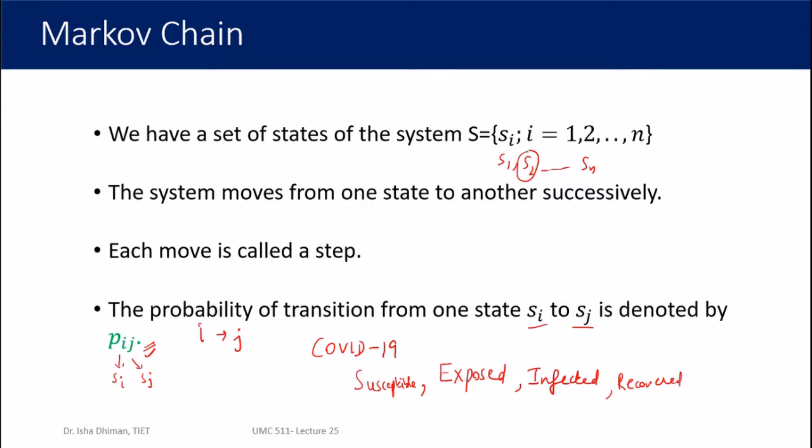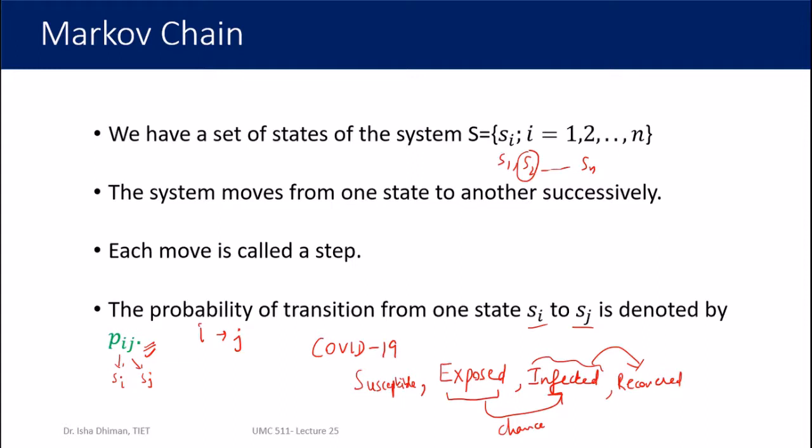There is always a probability associated here, just like we study in epidemiological models, that there is a rate of transmission from one state to another. If a person gets exposed to an infected person, what are the chances that he or she will become infected? There is a probability here. And similarly, if a person is infected, what are the chances of his or her recovery? What is the recovery rate? What is the probability of the person being recovered?